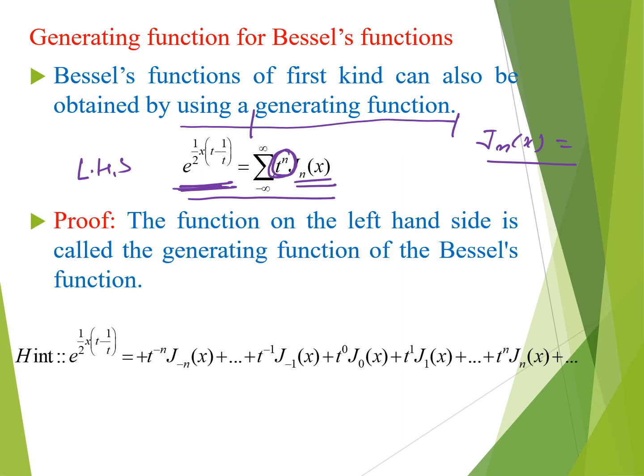Now the proof. Suppose this is e to the power x by 2 (t minus 1 by t). If we expand this term with respect to t, then we get t to the power minus n into something, t to the power minus 1 into something, and at the last t to the power n, and we find that the coefficient of t to the power n is the Bessel's function. That's why it is called a Bessel's function.